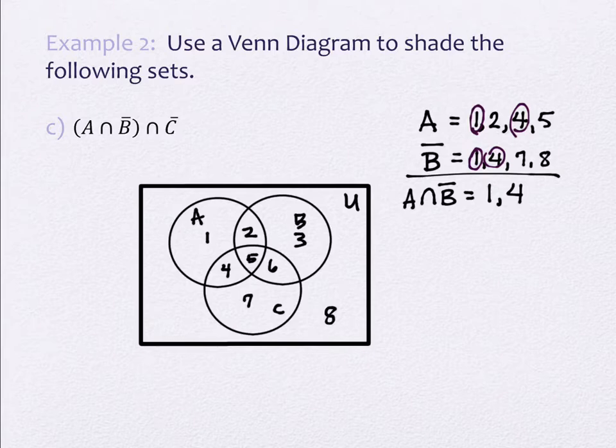Now I've done everything inside of the parentheses, it's all complete. So we move to the outside of the parentheses and we pick up the third set. And the third set here is actually C complement. So again, not in C. So what numbers are not in C?